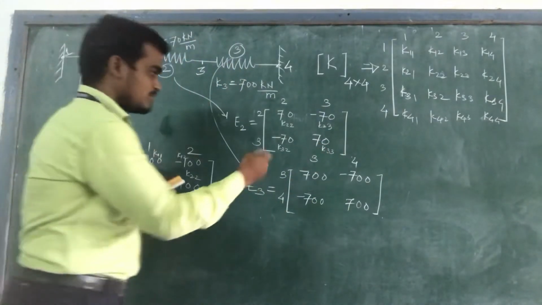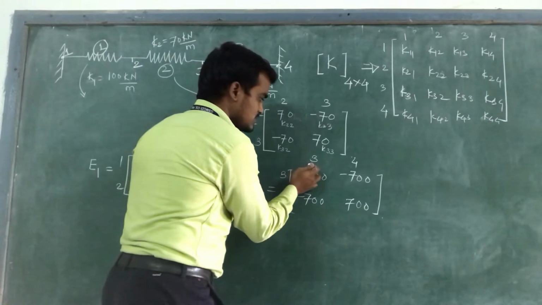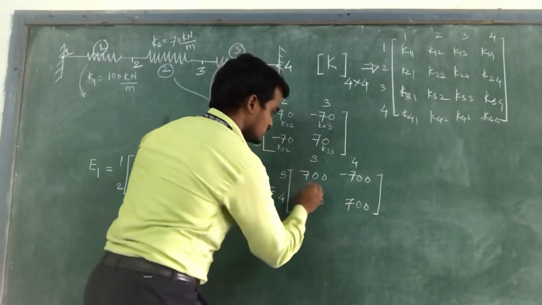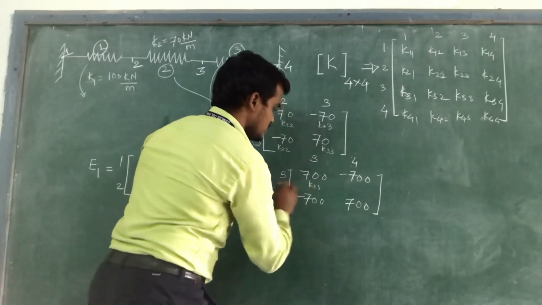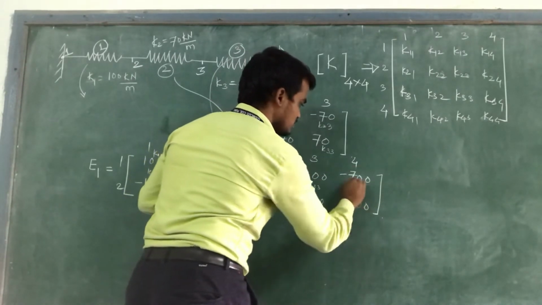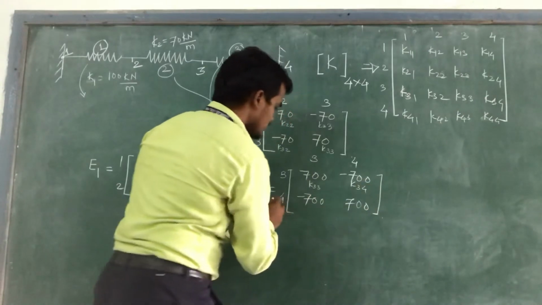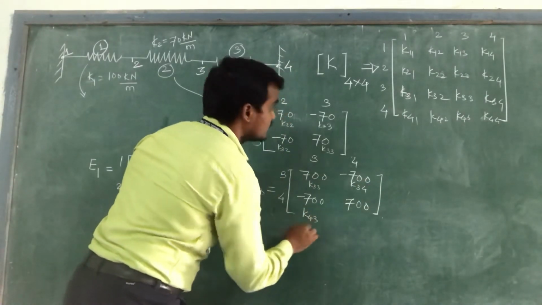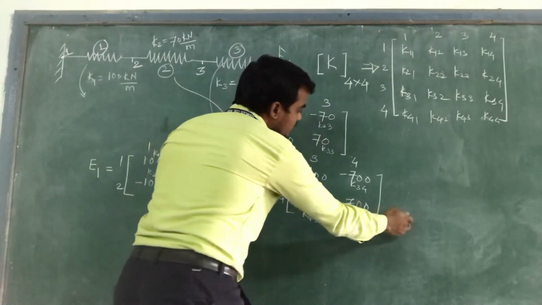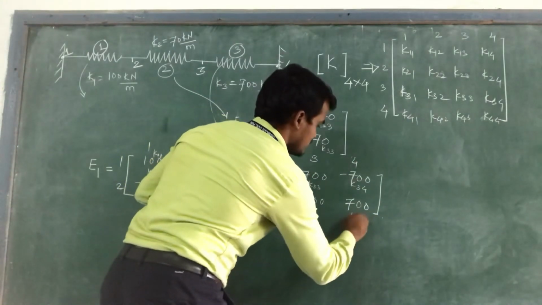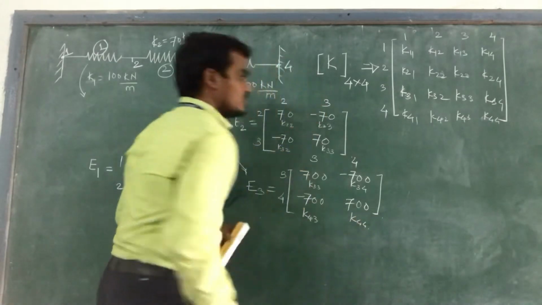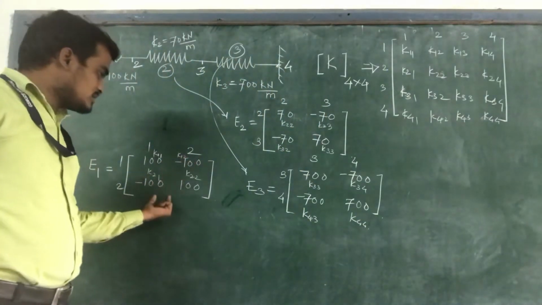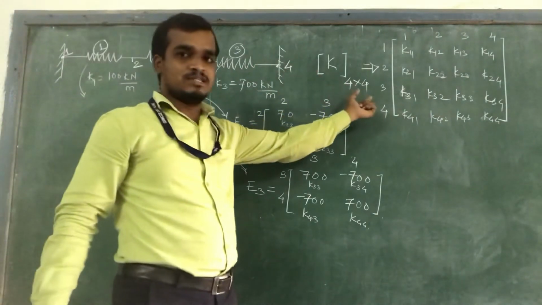Okay, then for this, its position is between 3 and 4. So third row, third column, it will become K33. Third row, fourth column, it will become K34. Fourth row, third column, it will become K43, and fourth row, fourth column, it will become K44. Okay, this is one way of positioning these elemental stiffness matrices into the global stiffness matrix.